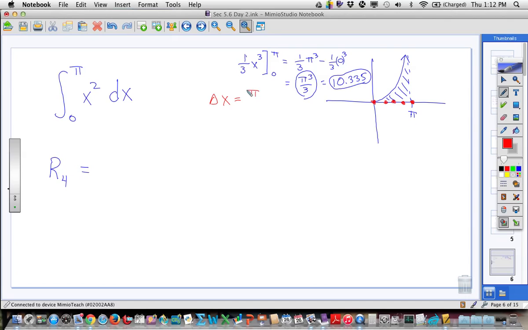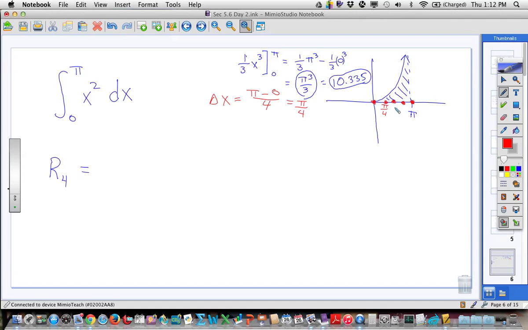Pi over 4, right? We're doing 4 subdivisions. We need 5 dots to do it, but it's 4 subdivisions. So it's going to be pi fourths, right, is going to be our delta x. So this first, now we're starting at 0, which makes that nice. So this first one is going to be pi fourths. What's the second one?